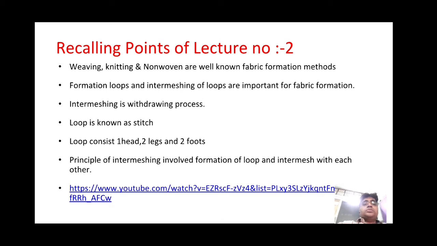Also we have seen that the formation of loops and intermeshing of loops are very important for fabric formation. Without loops we cannot form the fabric, and without intermeshing we cannot join the two loops. Hence we are not in a position to produce the fabric.